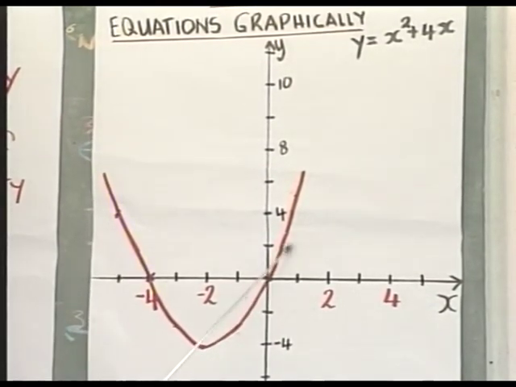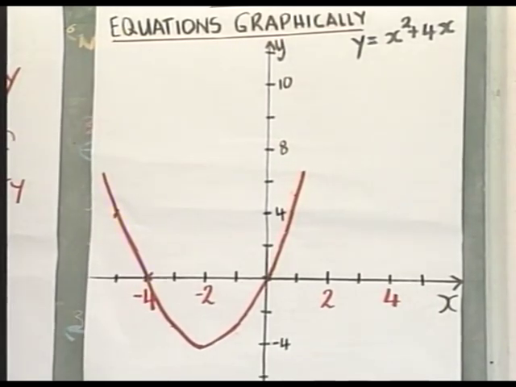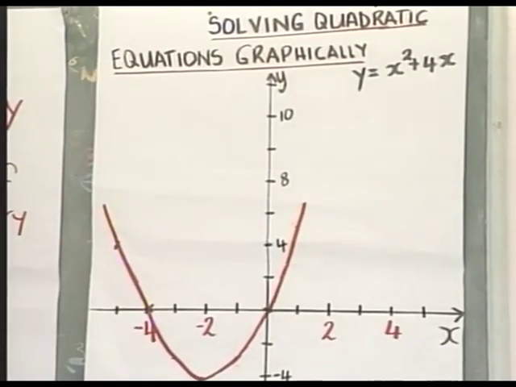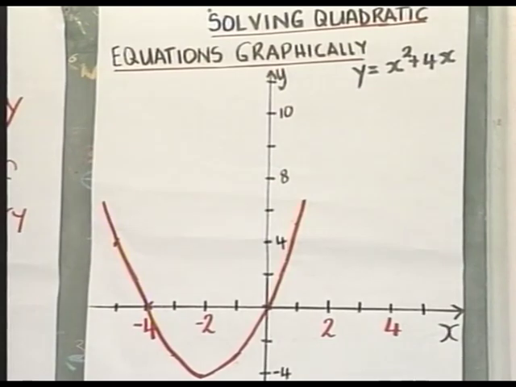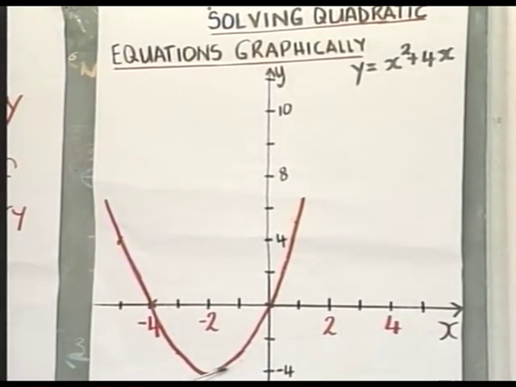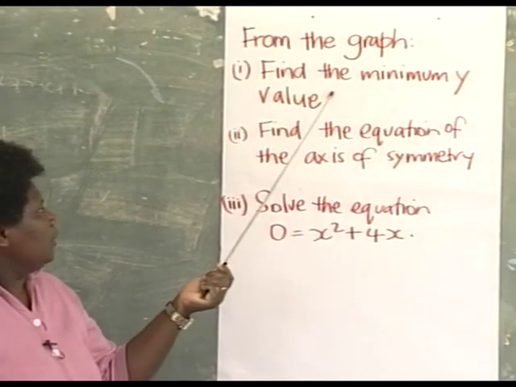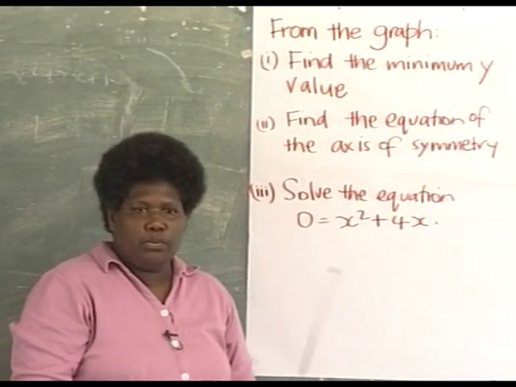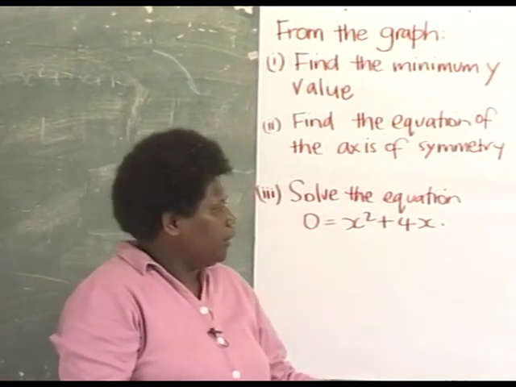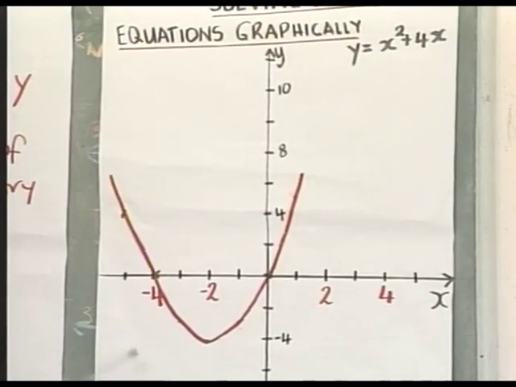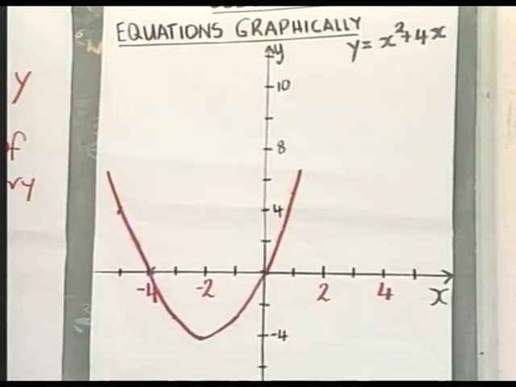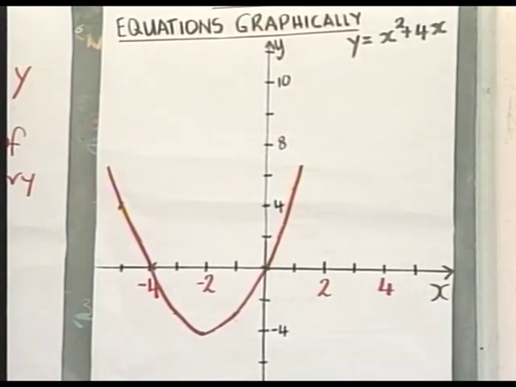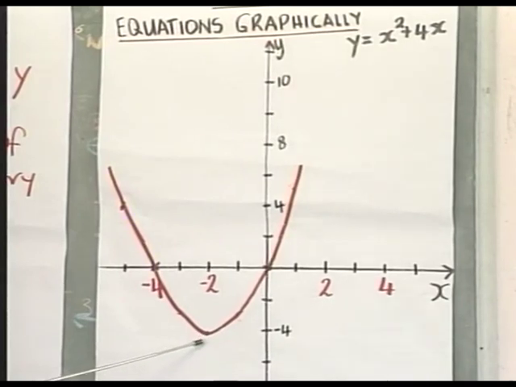All right, this is the graph of y equals x squared plus 4x. I just substituted the values quickly into the equation and I got the graph. Okay, if we answer these questions from the graph, if you were to find the minimum value for y, what you would do is get it from the turning point. If the graph is upside down, it will give a maximum value for y. If the graph is upright like this, it will give a minimum value. And you take it from the turning point.